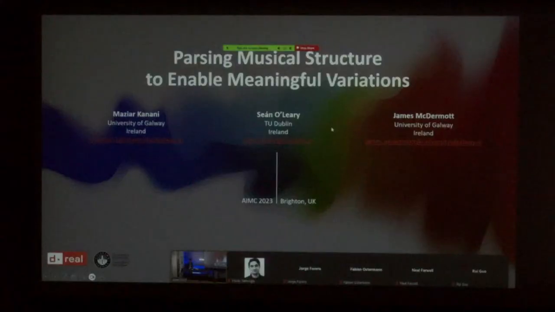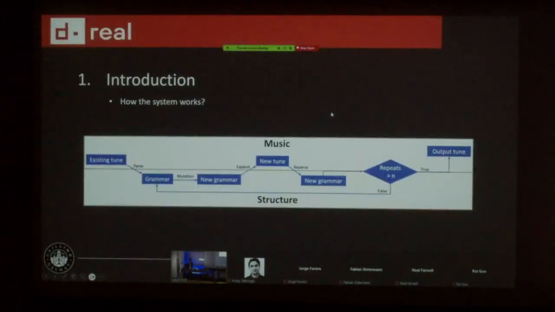Hello, everybody. My name is Maziar, and I'm going to be presenting our paper, Parsing Musical Structure to Enable Meaningful Variation. We focus on Irish folk tunes, and the idea is taking an existing tune, parsing it, and representing the tune as a grammar. After applying one mutation from a list of mutations that we'll discuss in later slides, we have a new grammar, and by expanding that grammar, we achieve the new tune. Then we reparse it, because the previous grammar doesn't work anymore, and we have a new grammar. By repeating the process as much as the user wants, we will achieve the variation that was desired.